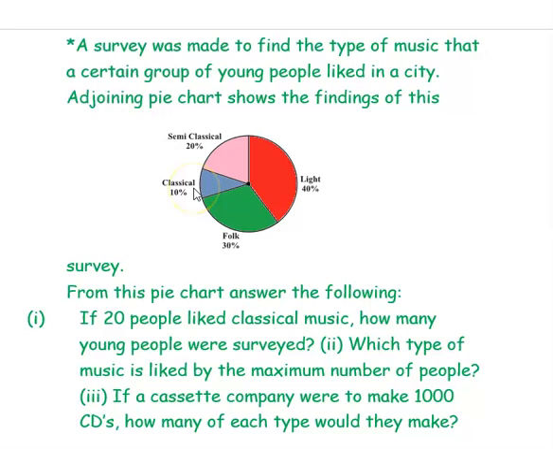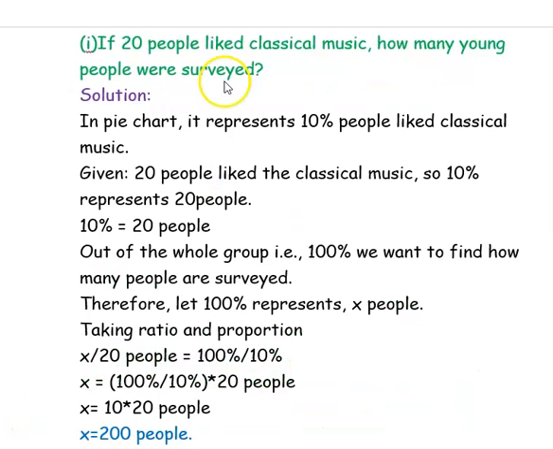Classical music was liked by 10% of people, semi-classical music was liked by 20% of the whole group, light music was liked by 40% of the people, and folk music by 30% of the people. So this is the finding from their survey. From this pie chart, answer the following questions. The first question is, if 20 people liked classical music, how many young people were surveyed?